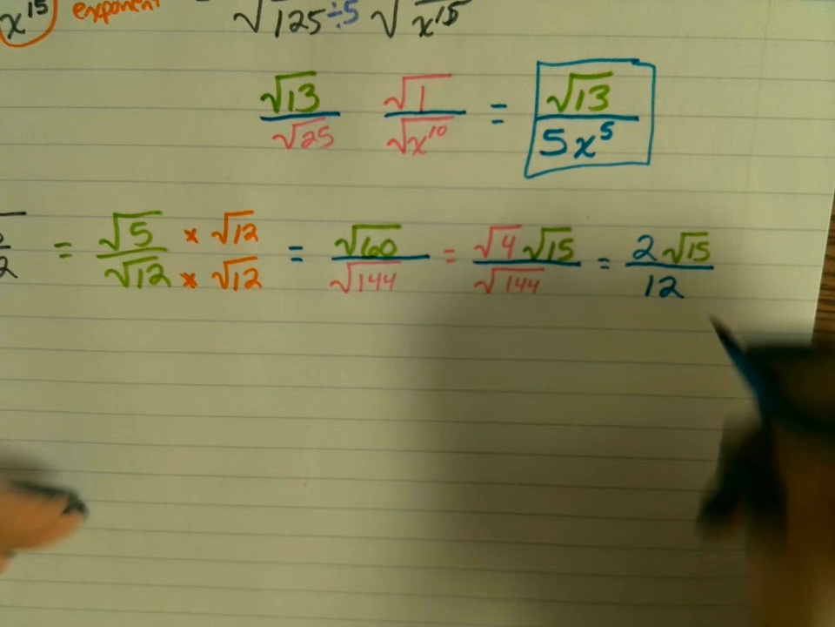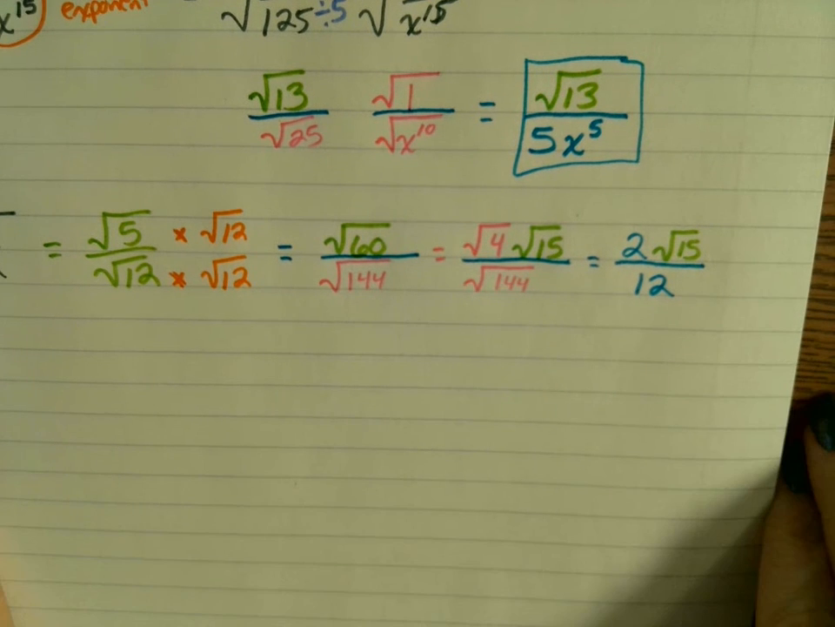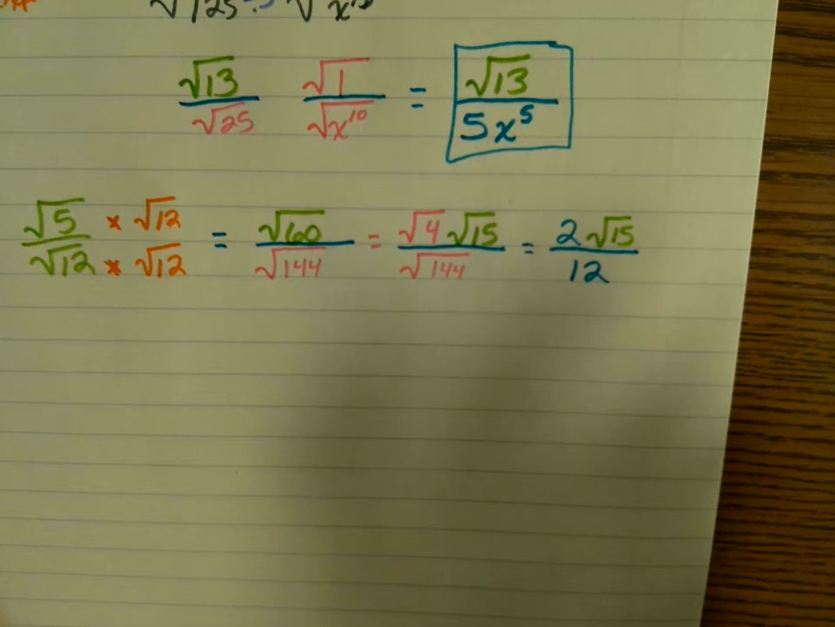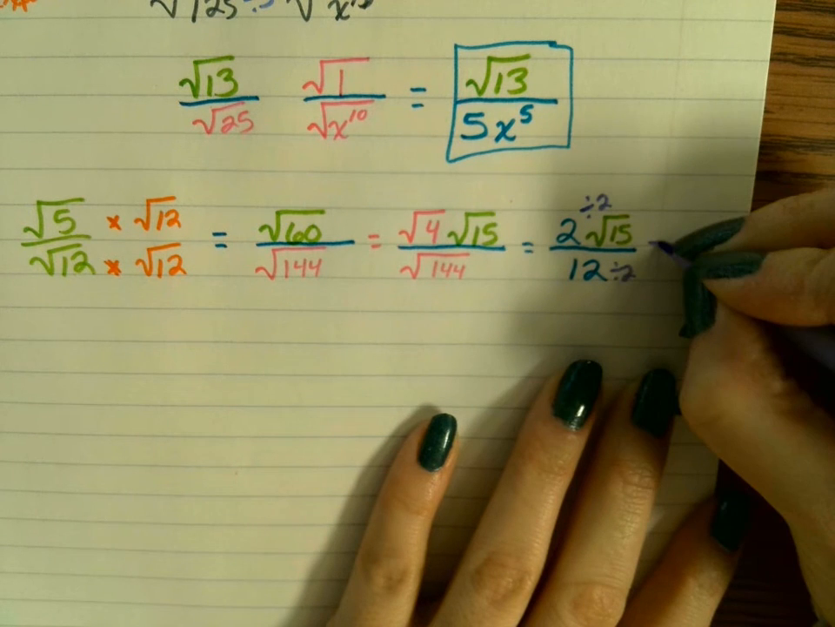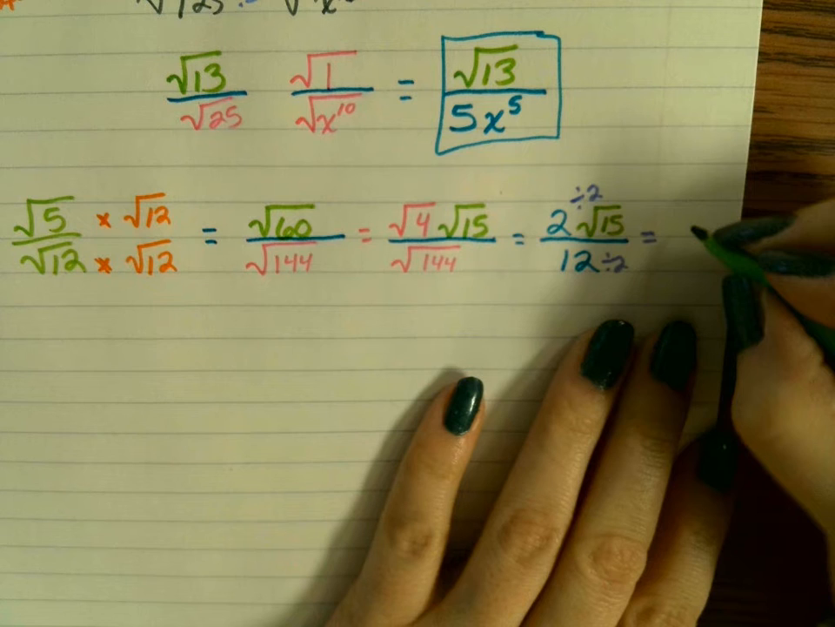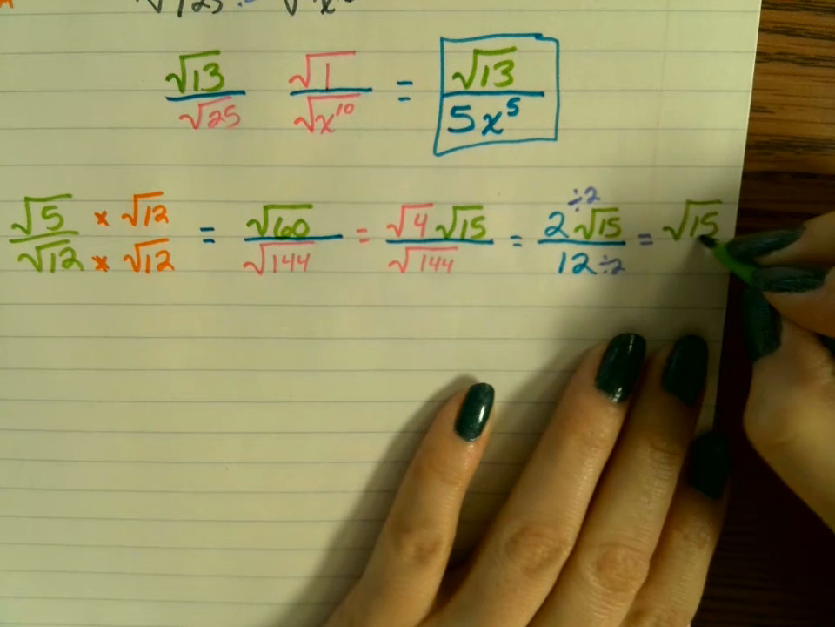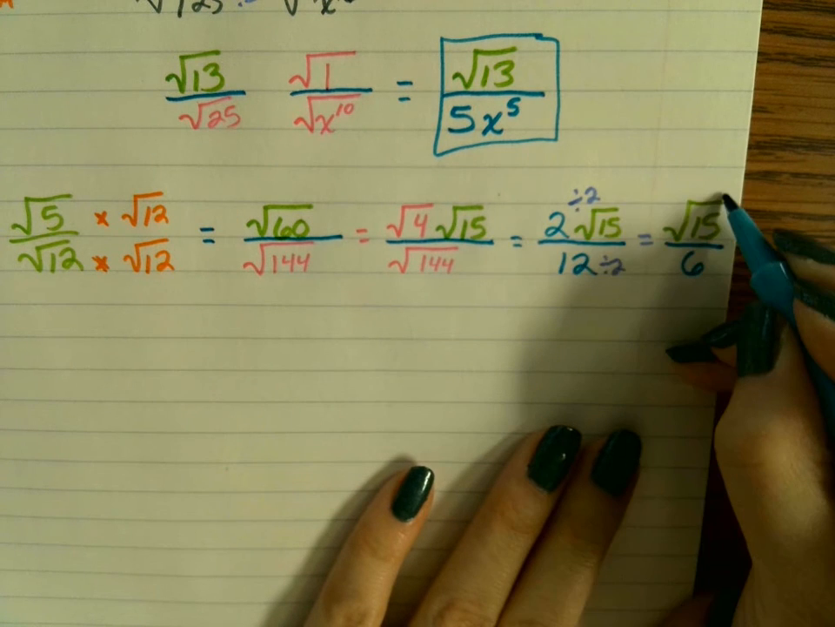Can I simplify anything? 2 over 12? Can that simplify? They're both divisible by what? 2. So I'm going to divide the 2 by 2, and the 12 by 2. 2 divided by 2 is just 1, so I have 1 square root of 15, or just square root of 15. 12 divided by 2 is going to give me 6. So I get square root of 15 over 6, and that's my final answer.